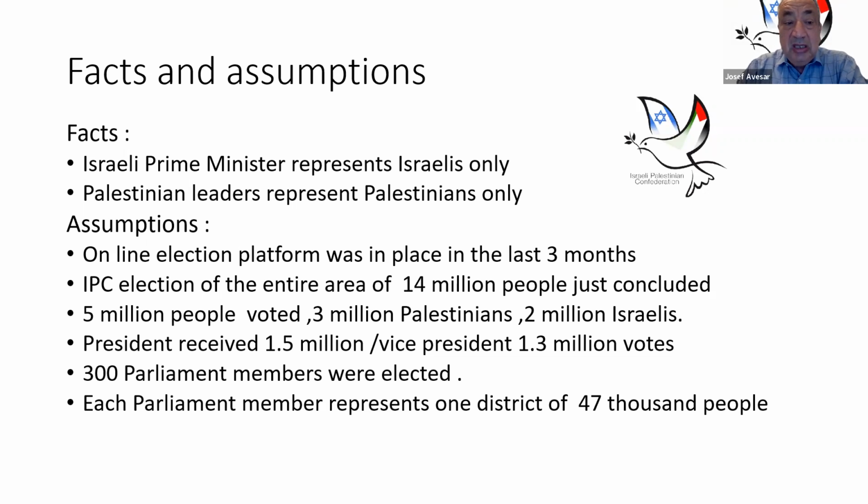Do you think it's unrealistic that out of the 14 million people, 5 million people would vote? No, it's very realistic. Okay. So do you think it's unrealistic that 300 parliament members will be elected? Again, very realistic if Israel allows it. So all of these assumptions, you agree, are very realistic, correct? If Israel allows it, yes.